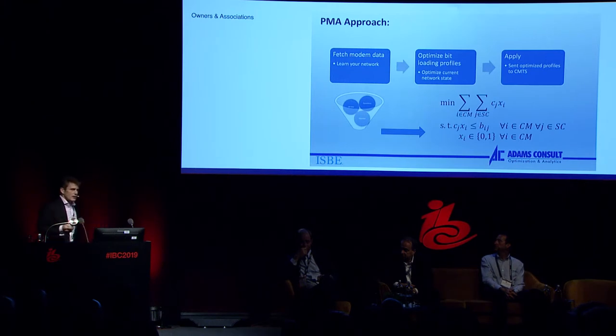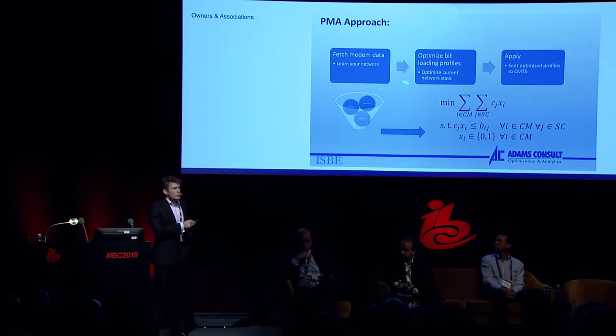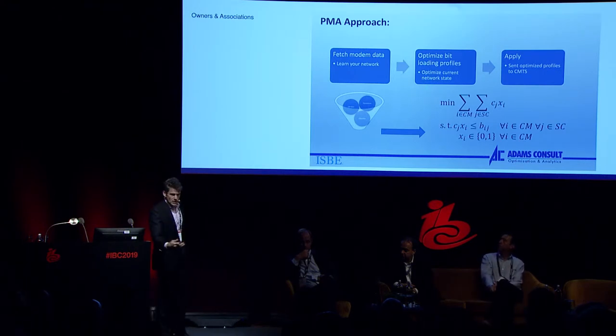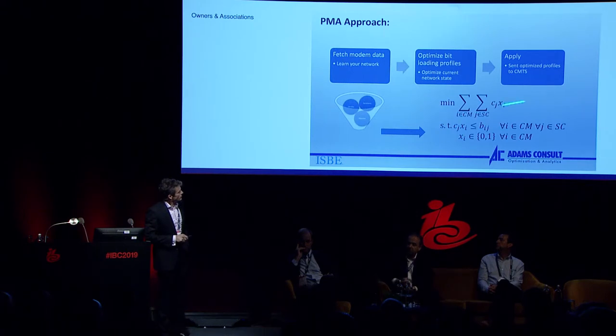Simulating this works the following way. You're fetching the modem data, which learns from your network, right? You're basically SNMPing it out of the CMTS. You do your wizard work on it. You optimize bit loading profiles. You run this data through your mathematical optimization engine, through the model that you've created for this process. You optimize the current network state, which goes fast if you have previous states that you can calculate upon. And then you apply this. You send this back into the CMTS to apply it, to send optimized profiles down the line. All mathematical optimization. And again, this is the reason why I'm not going into detail here.